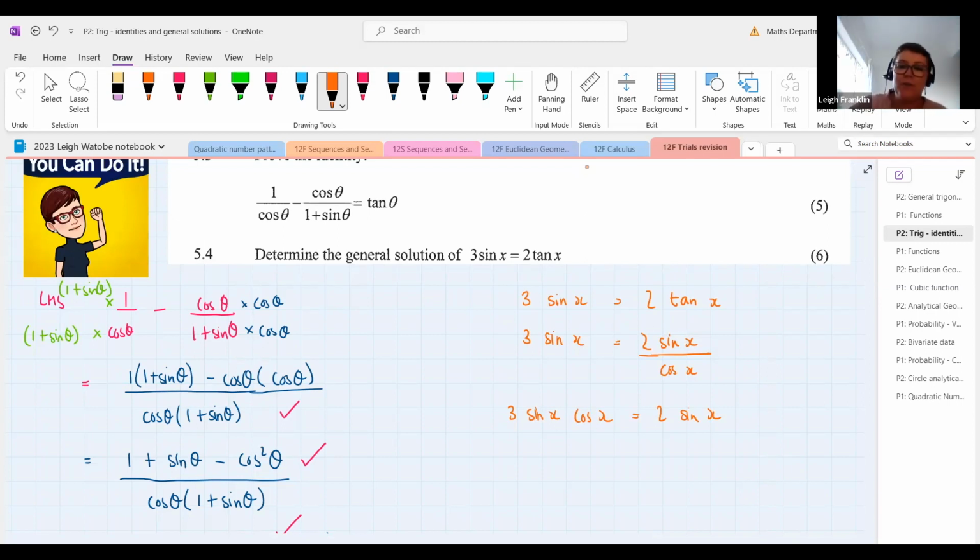Now what do we think we should do? So good, we've applied an identity, we've cross multiplied or multiplied by cos x on both sides, so we no longer have a denominator. Now what should we do? Okay, if I divide by... I'm not allowed to divide by sine x.